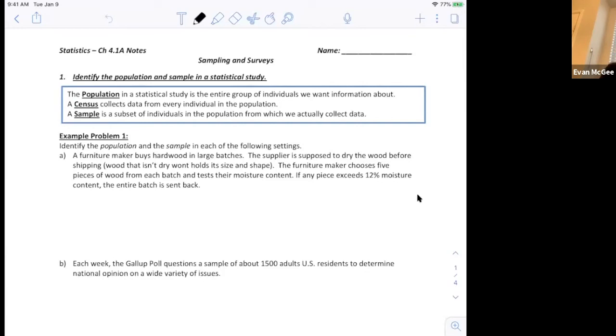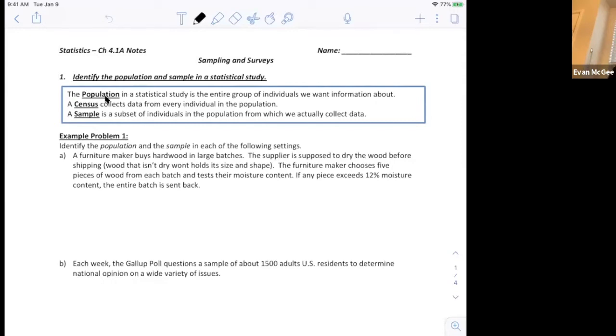This is the 4.1a video, and we're going to look at samples and surveys. Our first objective is to identify the population and sample in a statistical study. I'm sure you all know already that the idea of a sample is to get a small subset to draw conclusions about the larger population.